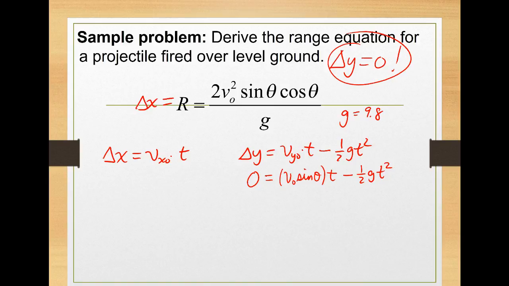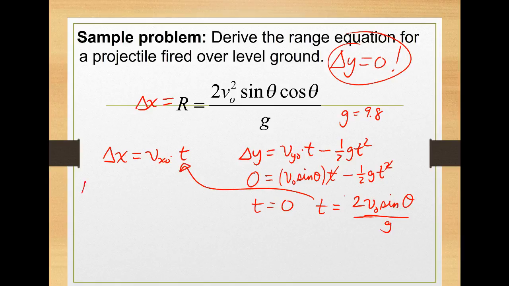So we have two options for our time here. t could be equal to 0, or, crossing out one of those, we could have t equal to 2 v naught sine theta over g. So that's the one that we want to use, and we're going to take that and plug that in for this time here.